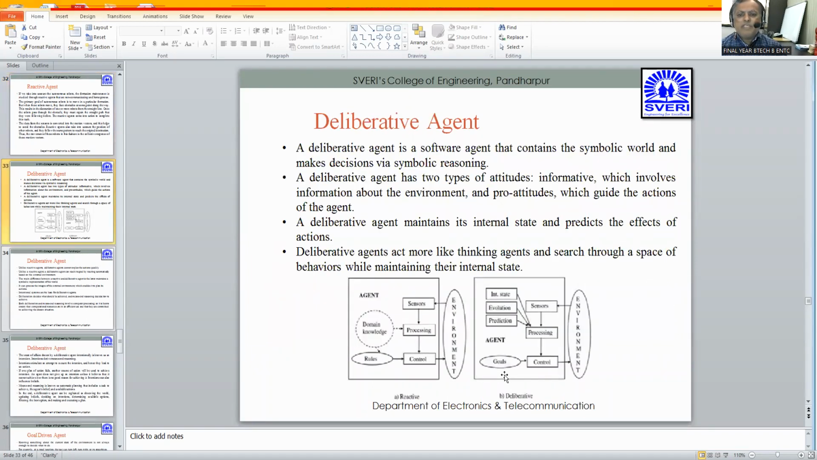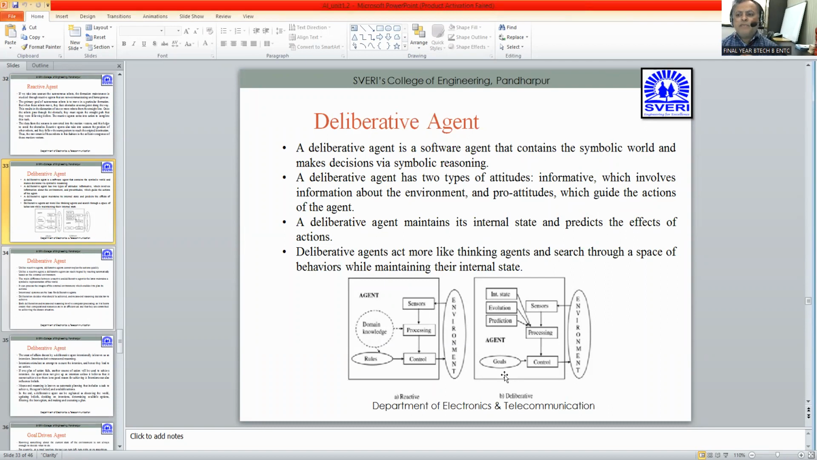Then we saw the deliberative agent. Again, a software agent that is mainly based on the symbolic world and makes decisions via symbolic reasoning. You can see from the figure, there is one reactive and one deliberative. In the case of reactive, you have the environment, then the sensors are there to sense the input. Then there is processing, which is domain knowledge. There is no internal state, and then there is a control. Through actuators, it takes the action, or controls the action based on the rules, back to the environment. So this is what the reactive agent is.